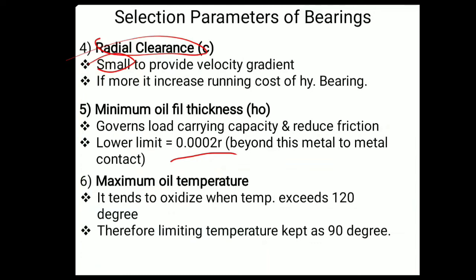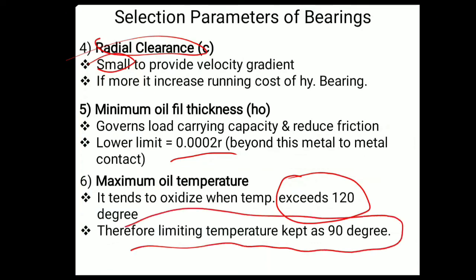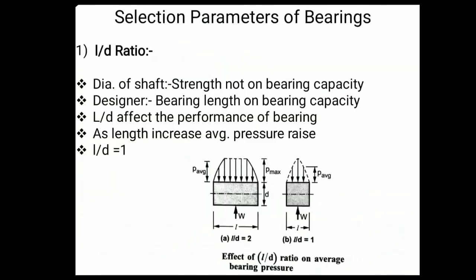Next, the sixth is the maximum oil temperature. Now what temperature do we need to keep? Generally, the oil temperature many times will exceed 100 and above, so in that case we need to take care as per the standard, because at more temperature viscosity is reduced, and the protection against wear and friction is reduced. That's why generally the limiting temperature is 90 degrees for the sliding contact bearing. So these are the basic 6 parameters which we have studied for the selection of the bearing.